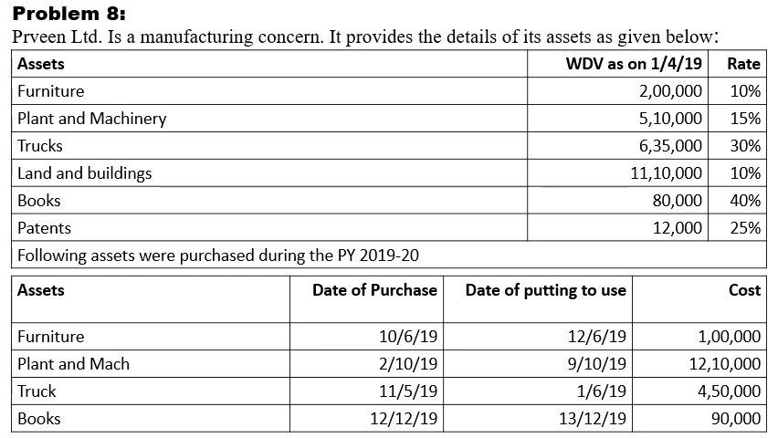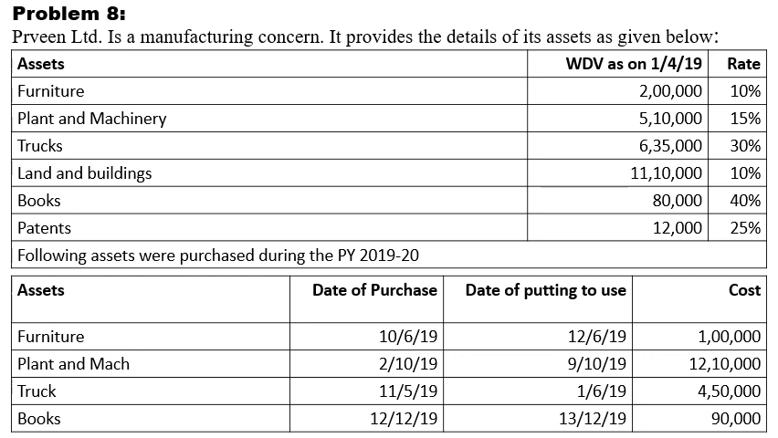Assets' written down value as on 1st April 2019, then rate of depreciation: furniture 2 lakh, 10%; plant and machinery 5 lakh 10,000, 15%; then trucks 30%, land and building 10%, books 40%, patents 25%. Next, the following assets were purchased during the previous year.